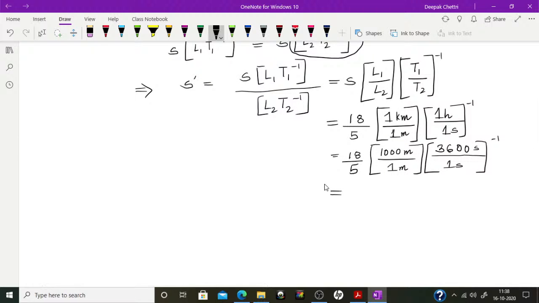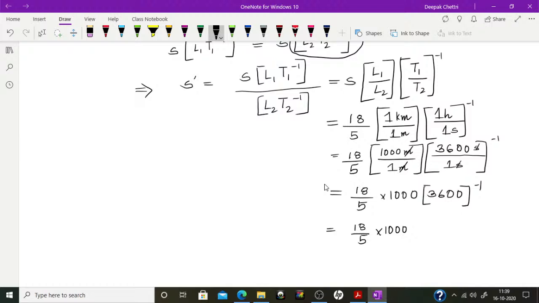Now 18 by 5, I'll write like that itself. Now I can cancel the meter here. What will be left? 1000. Now here also I can cancel these. So what will I get? I will get 3600 to the power minus 1, right. 18 by 5 into 1000.